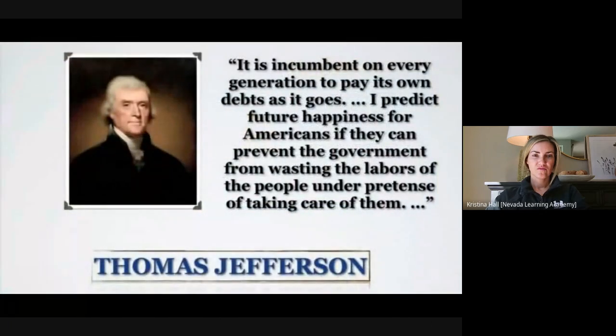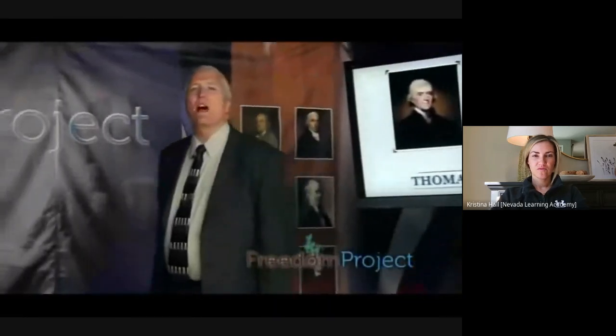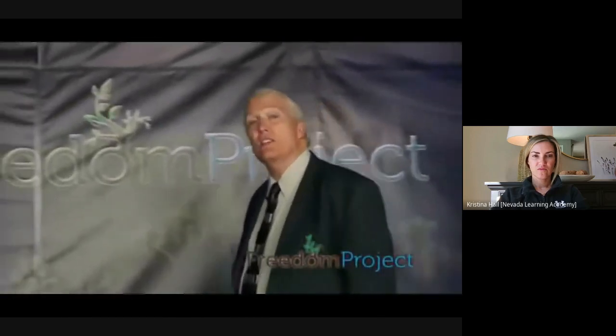The principal author of the Declaration of Independence and America's third president, Thomas Jefferson, warned, "It is incumbent on every generation to pay its own debts as it goes. I predict future happiness for Americans if they can prevent the government from wasting the labors of the people under the pretense of taking care of them. Most bad government results from too much government." Jefferson's words now echo in the realities of today's government.